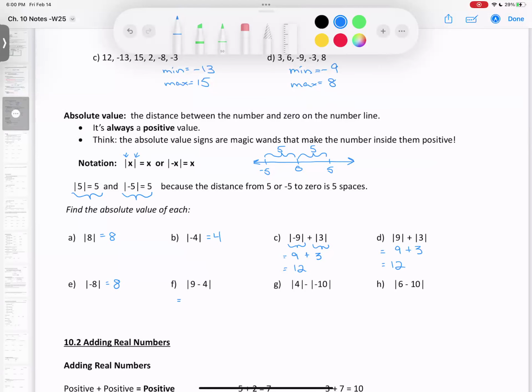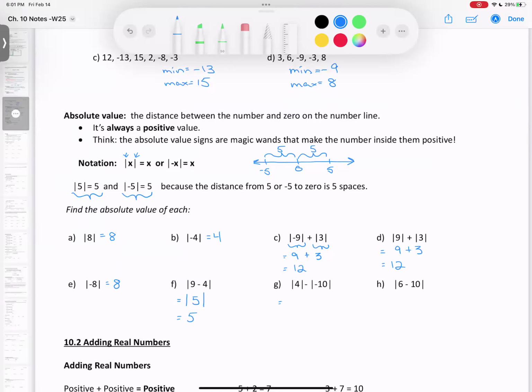Okay, we've got absolute value of 9 minus 4. The absolute value signs are on the outside of that operation. So first we have to do 9 minus 4, which gives us absolute value of 5. And then poof, we make it positive. Well, it already was, so we get positive 5 there.